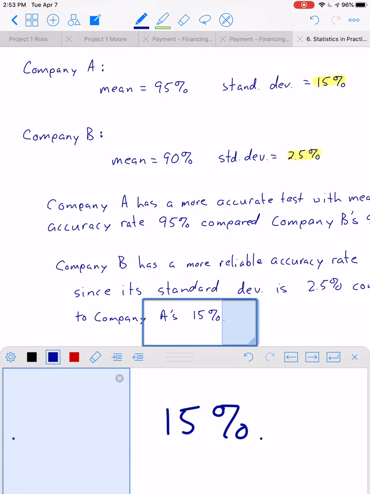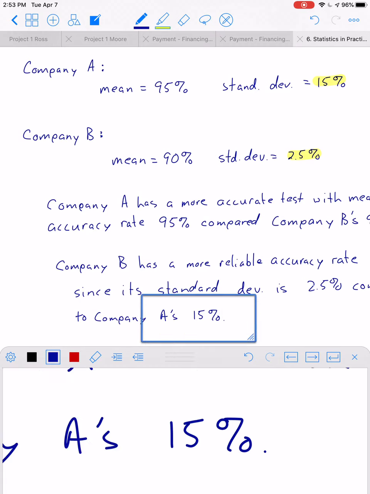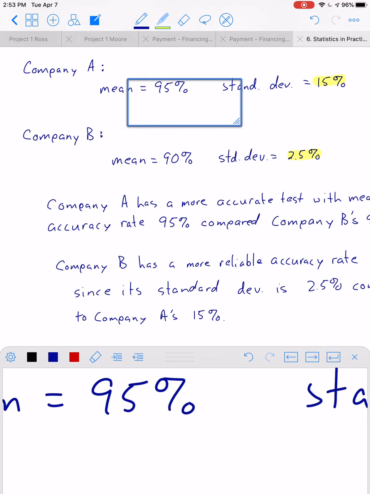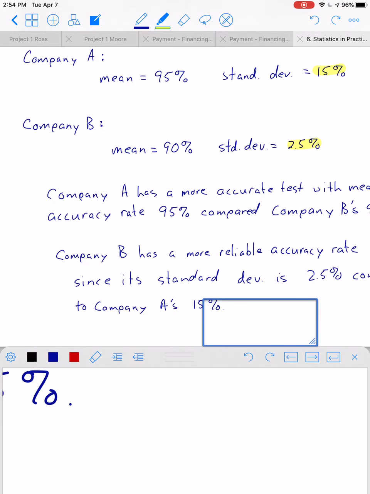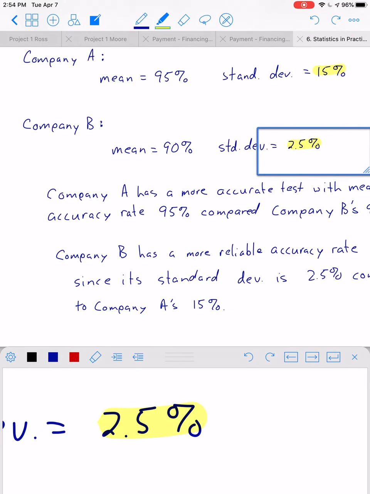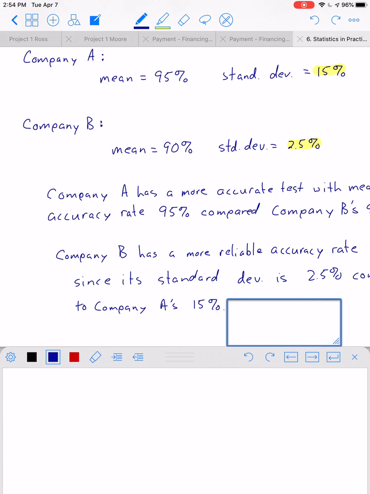Okay, so in company A, if you could isolate the groups where the test did extremely well, this 95% was probably close to 100%, then the test would be good among those groups. But if you're going to apply the test to a general population, well, company B's test with a standard deviation of 2.5% is really just going to be more reliable in terms of knowing how close you are to your mean of 90% accuracy in your testing. So anyway, there are a couple problems like this.